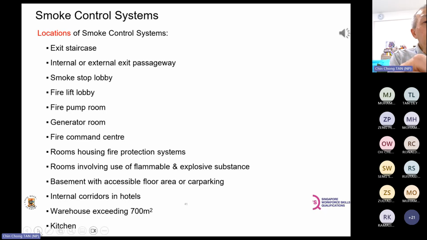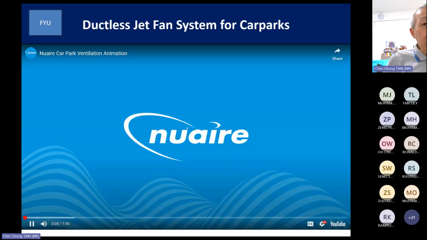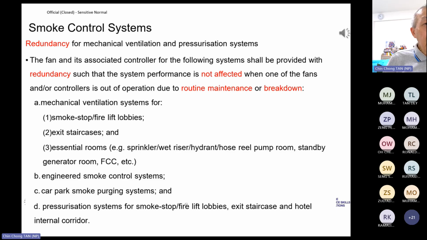So where do you put your smoke control system? Staircase, internal staircase, smoke lobby, fire lift lobby, rooms, pump rooms. These are rooms that are important for the fire safety manager. Fire command center. Rooms that have flammable liquids and explosive substances, basement, internal corridors, warehouses, kitchen. So maybe the jet fan, you can watch later.